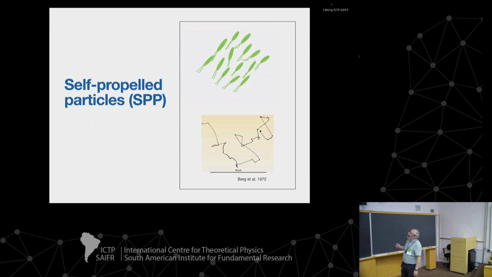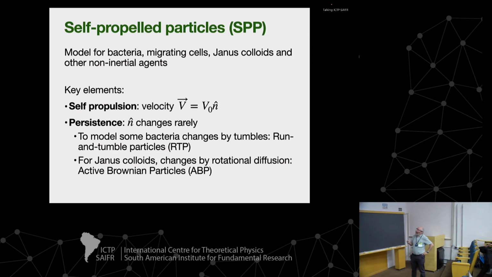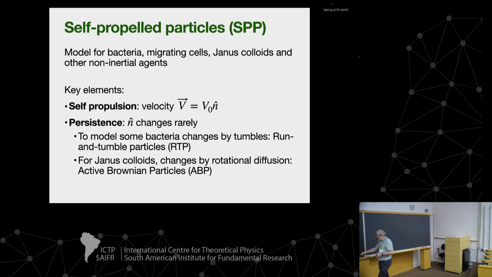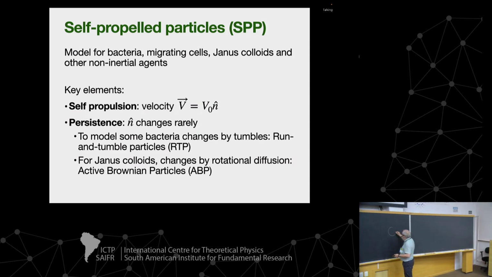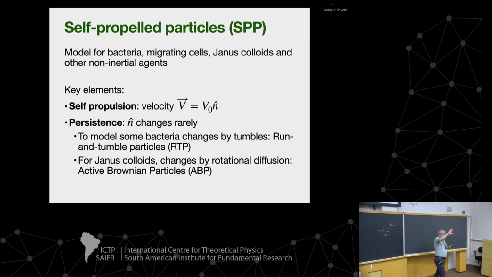So we're going to describe bacteria, but not only bacteria. By self-propelled particles, we're going to talk about bacteria, but also migrating cells in tissues, or Janus colloids, these particles that are very à la mode now. You have a colloid that, for example, has platinum on one side and gold on the other, and you put it in hydrogen peroxide, and it moves, I think, in this direction. And you have a colloid that is moving.